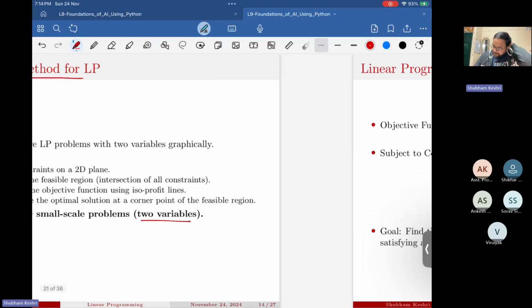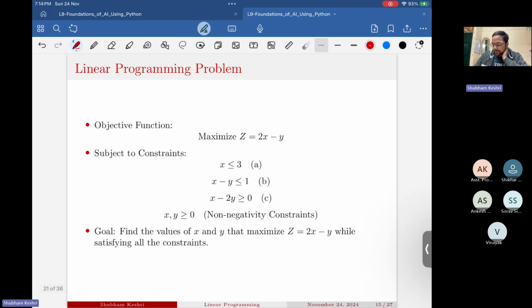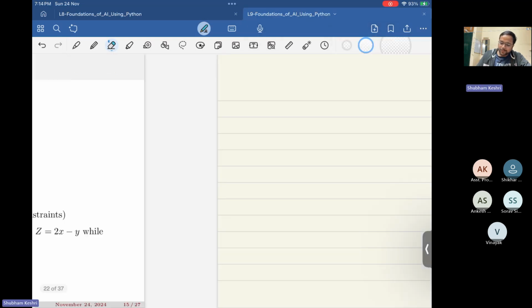So we'll see one dummy problem. The objective is to maximize 2x minus y, and the constraints are x is less than equals to 3, x minus y is less than equals to 1, x minus 2y is greater than equals to 0, and the non-negativity restrictions are x and y have to be greater than equals to 0. We have to solve this problem using the graphical method. Before I show you the graph, let us draw the graph together. You can help me as well.